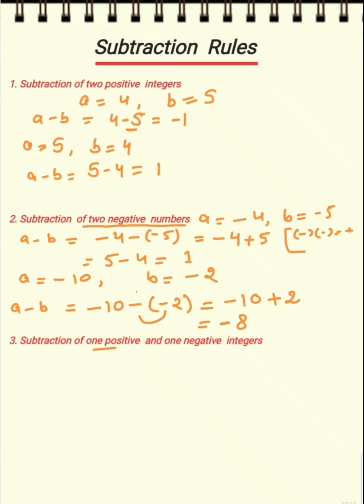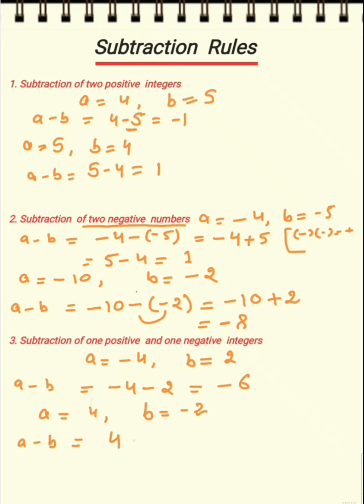Next is subtraction of one positive and one negative number. Let's take a equal to negative 4 and b is equal to 2. Then a minus b is equal to negative 4 minus 2. So what answer will we get? We'll get minus 6. Let's take a is equal to 4 and b equal to negative 2. Then a minus b will become 4 minus negative 2. So we'll get 4 plus 2, which is equal to 6.